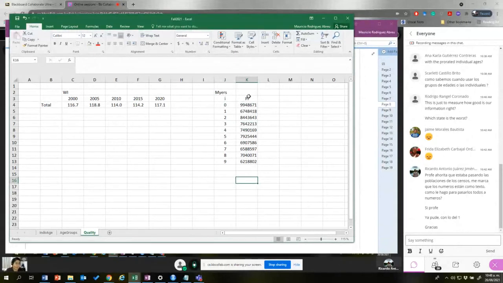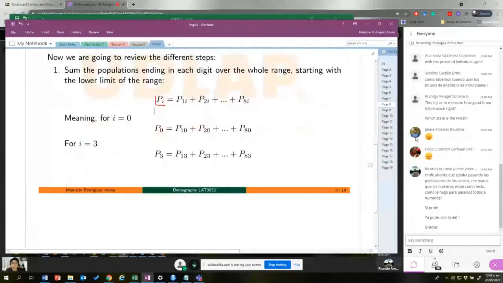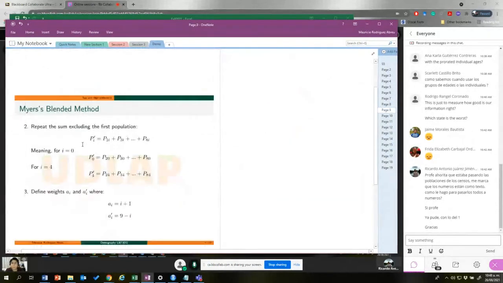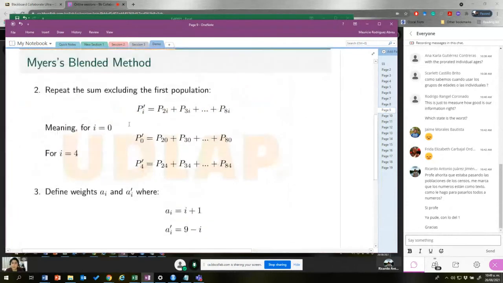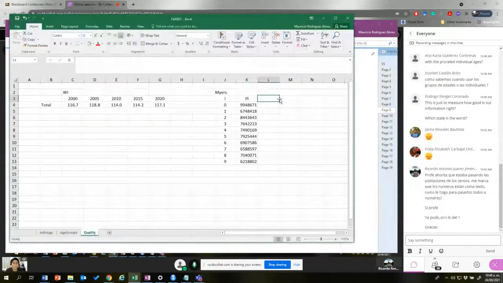We're good. Now, next step. Repeat the same process, but just don't include the first population. Essentially, now P prime sub I, whatever, it's going to start in 20. It's going to be 20, 30, 40, 50, and then if I equals 4, it's going to be 24, 34, and so on. Okay, so let's repeat this.